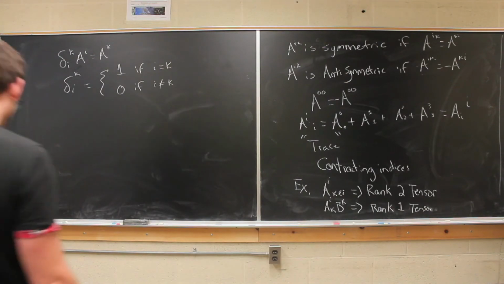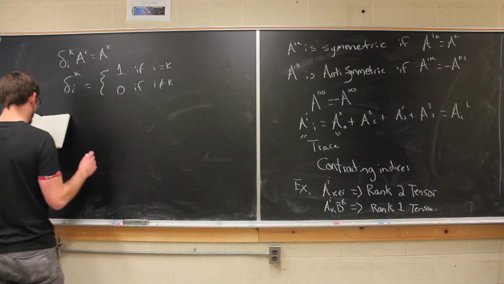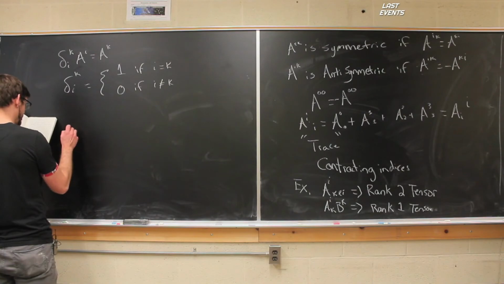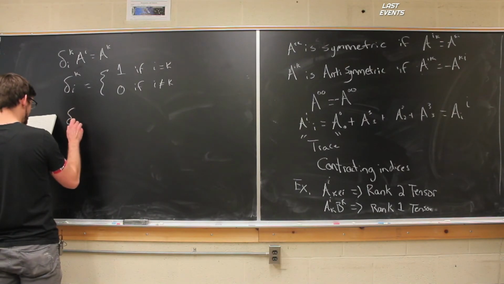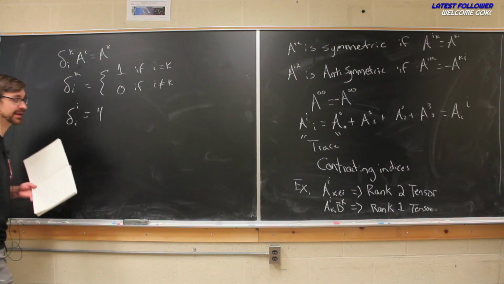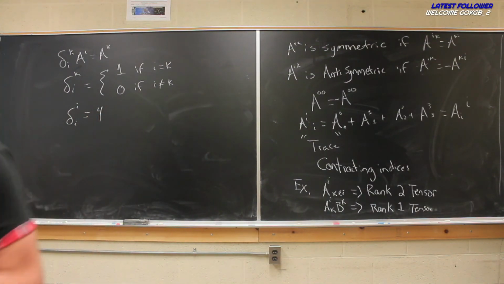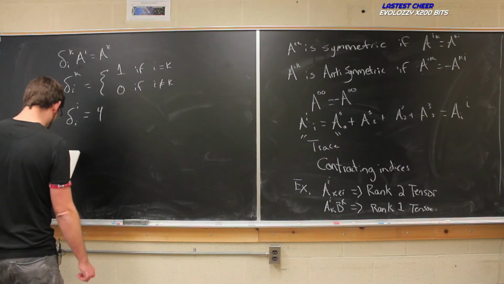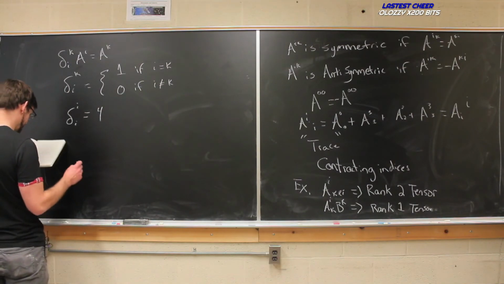So then we have that, and notice that the trace of delta i k is just going to be equal to 4, right? Because again, it's a rank 2 tensor, so it's going to be a 4 by 4 matrix with the diagonals equal to 1. So the trace is just going to be the sum over the diagonals.